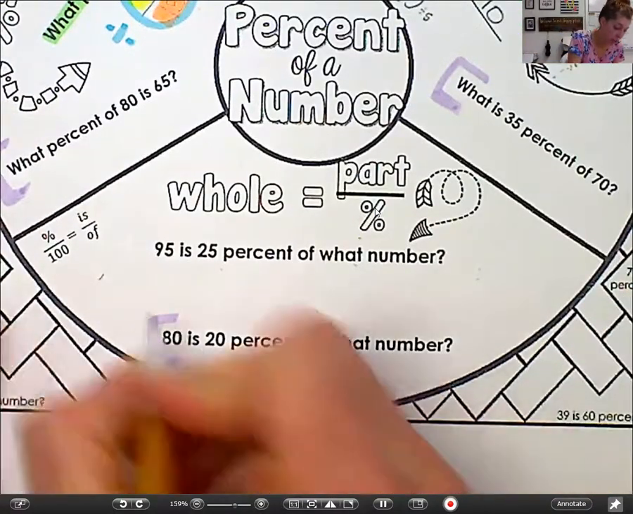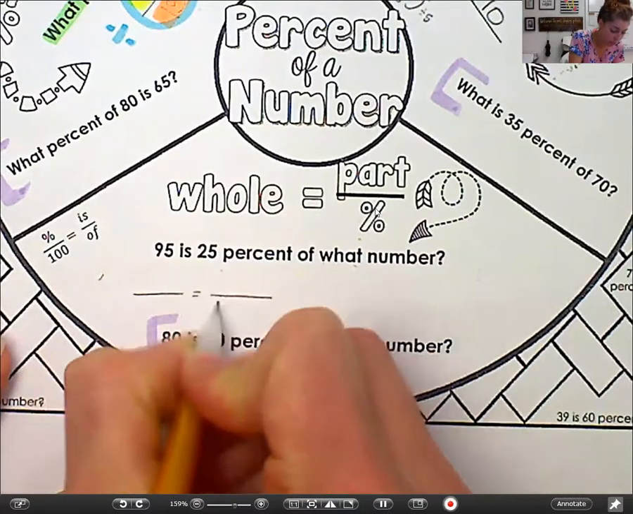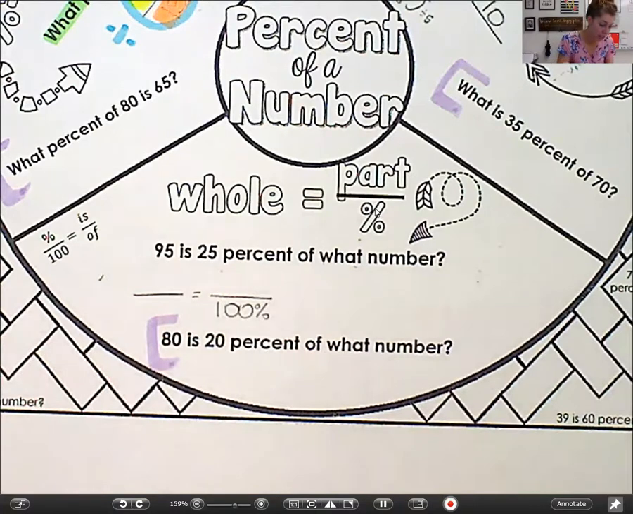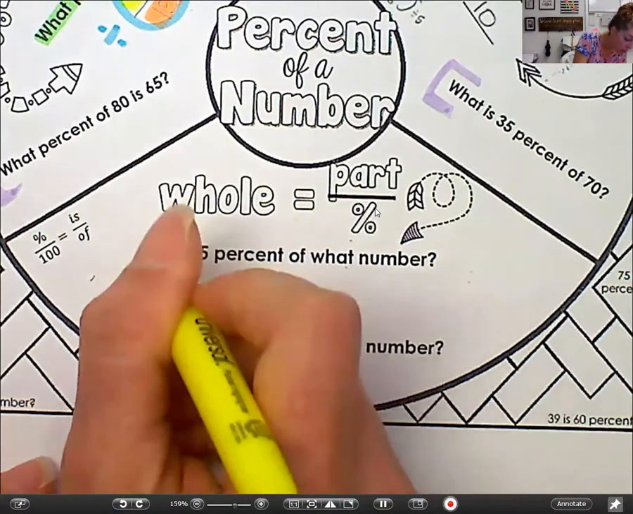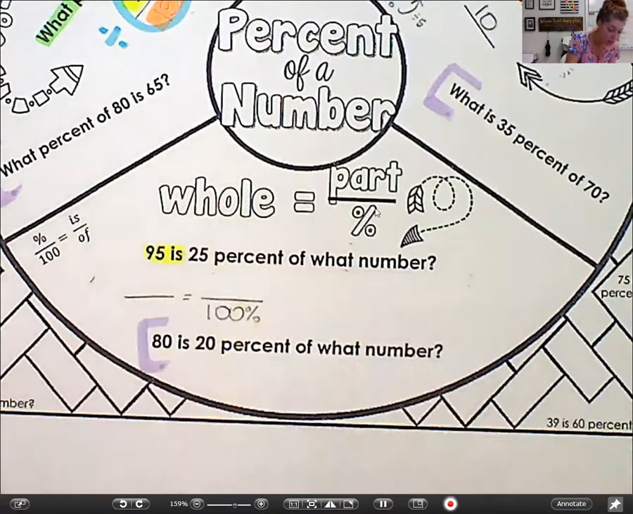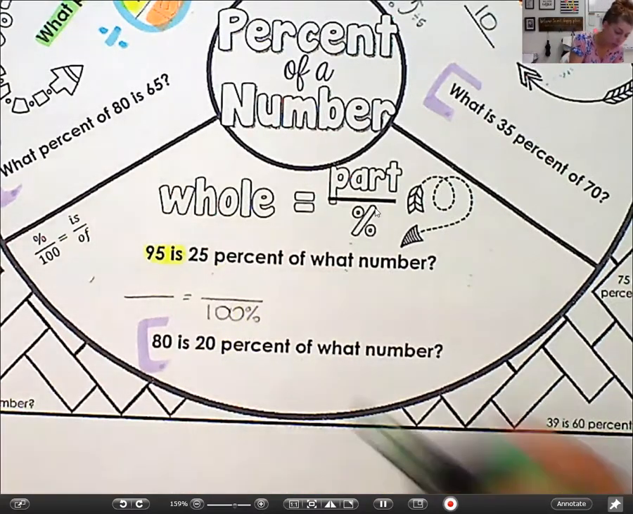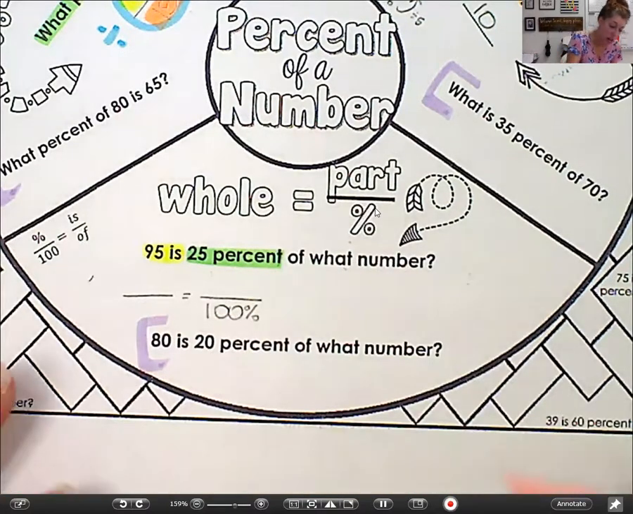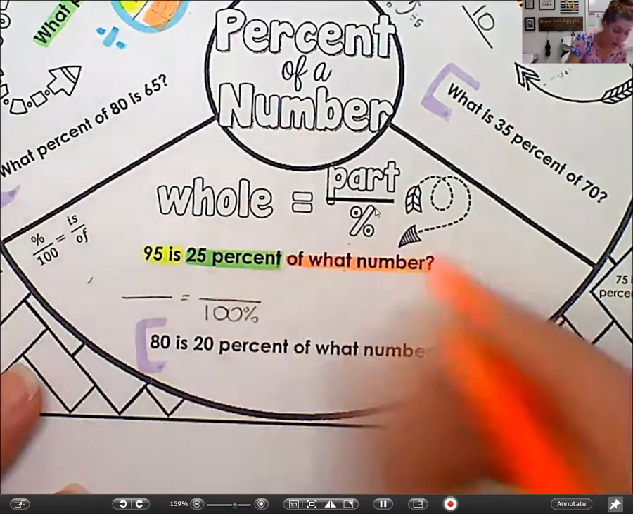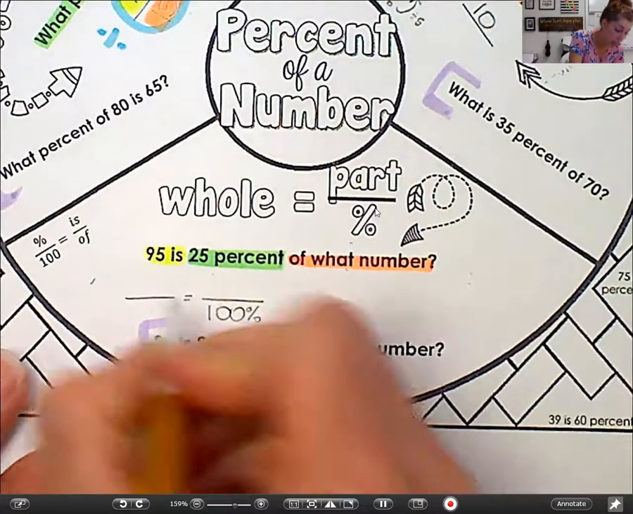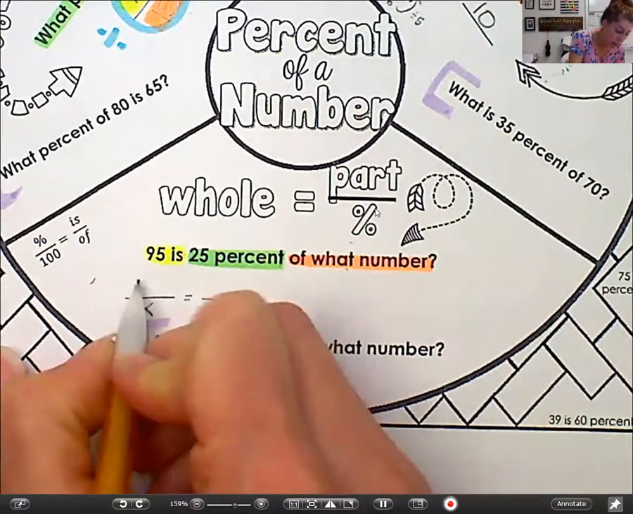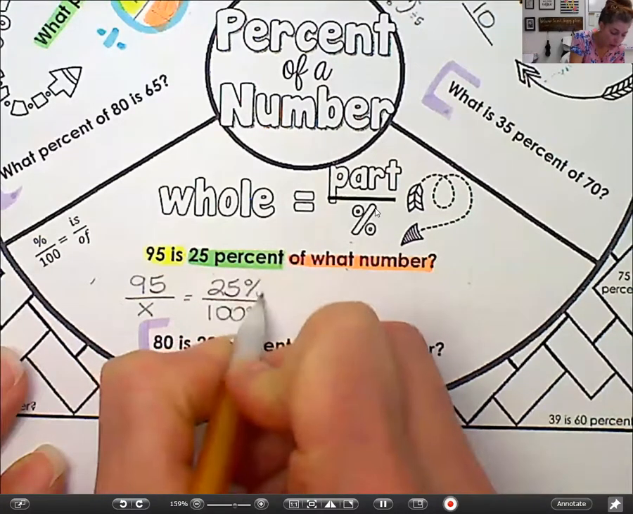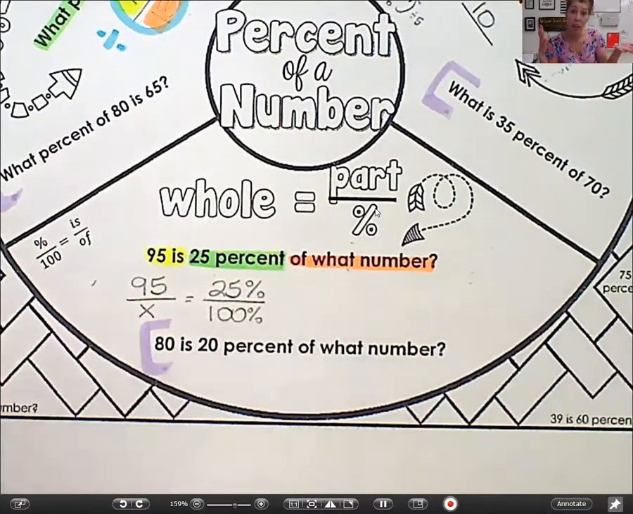Okay. I'm going to draw my proportion. And I plug in some spaces. All right, so it says 95 is 25% of what number? So my of is missing this time. 95 is 25% of whatever that is.